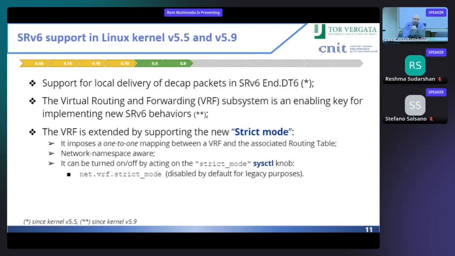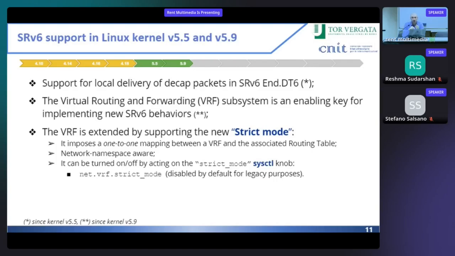From kernel 5.5, we extended the local delivery for the encapsulated packet in the end.dt6. And in Linux kernel version 5.9, we extended the virtual routing and forwarding subsystem, because the VRF is an enabling key for implementing new SRv6 behaviors that were not implemented in the kernel yet at the time. We extended the VRF to support a new operating mode, called strict mode. The strict mode imposes a one-to-one relationship between a VRF and its associated routing table.